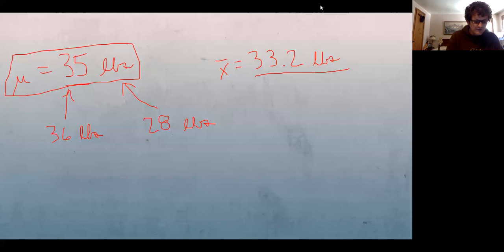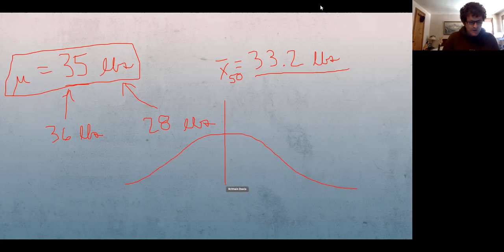But if I took 50 tires, so I'm going to put a subscript of 50 here, and I got an average of 33.2, what are the odds that I got 50 tires that on average are less than the mean that's claimed? So rather than comparing the individual values to a population distribution of tire weights, I'm going to instead compare my sample mean to what the sampling distribution of weights would be for that population.